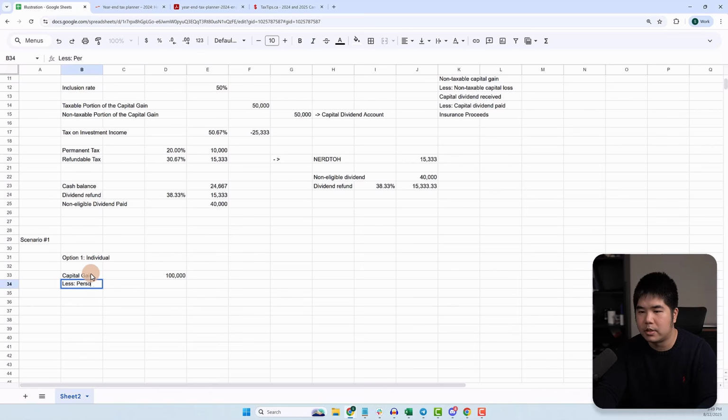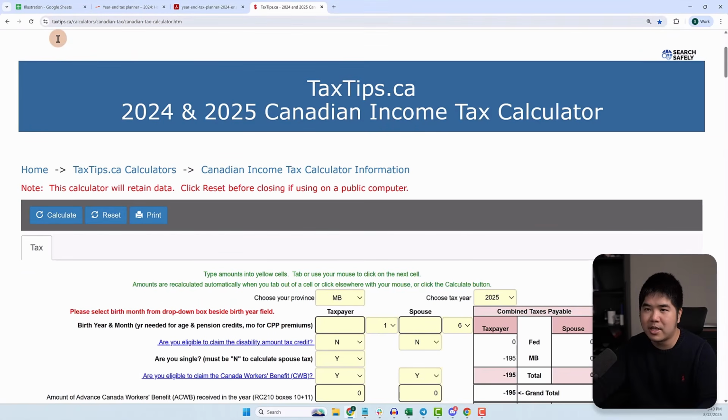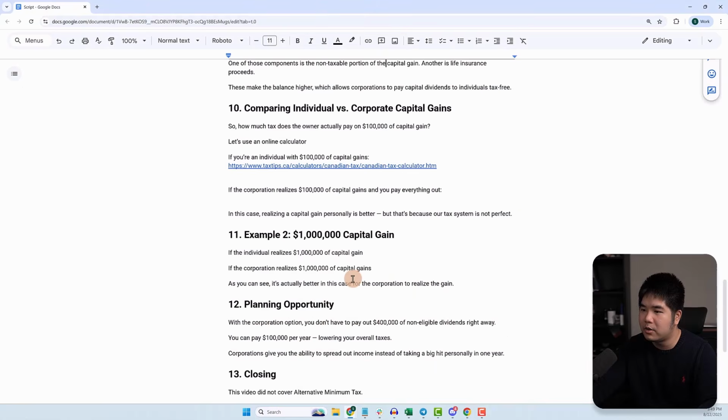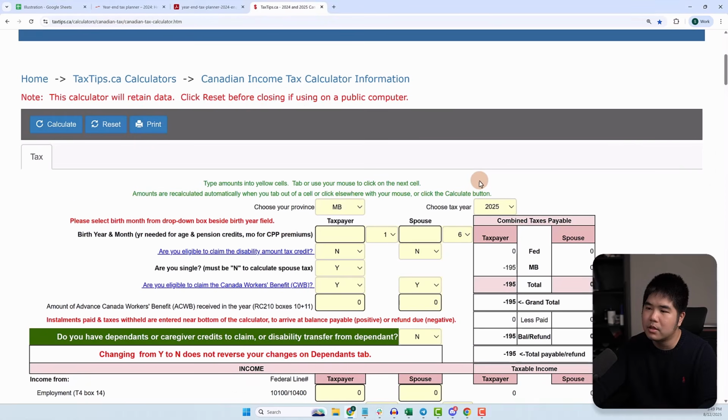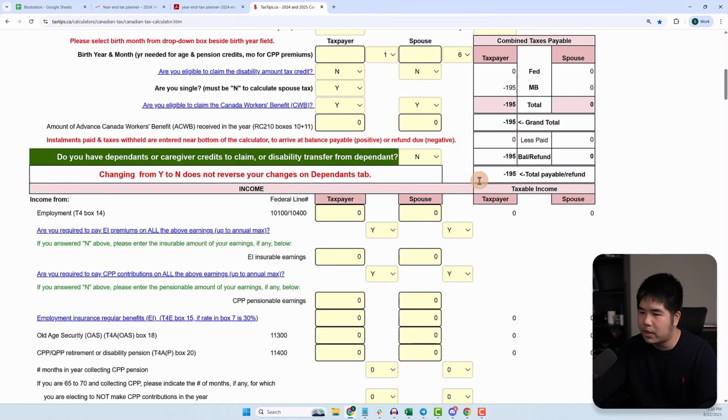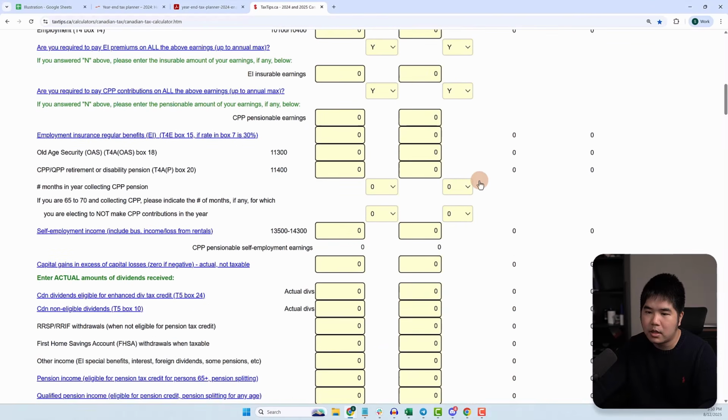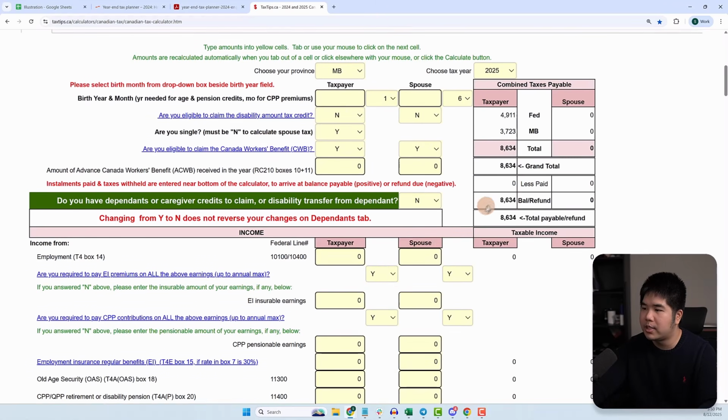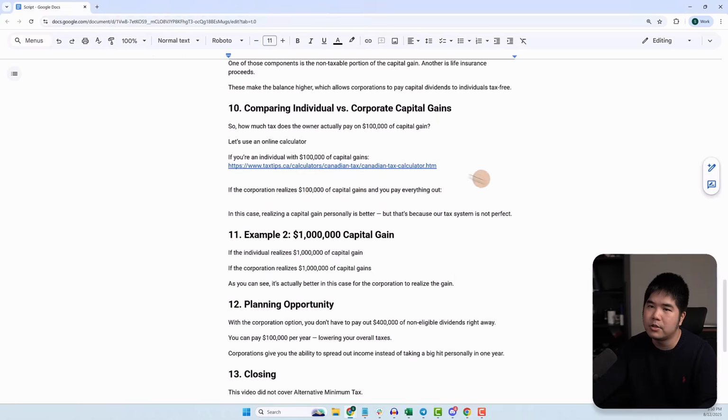less personal tax. So to calculate the personal tax, we need to open a tax calculator. I highly recommend using taxtips.ca. You can just Google it, taxtips.ca calculator. This is probably the best free online tax calculator. You can also find the link here. So let's assume we are in Manitoba, and let's scroll down here. And let's put capital gains in excess of capital losses, $100,000. So then our tax will be $8,600.